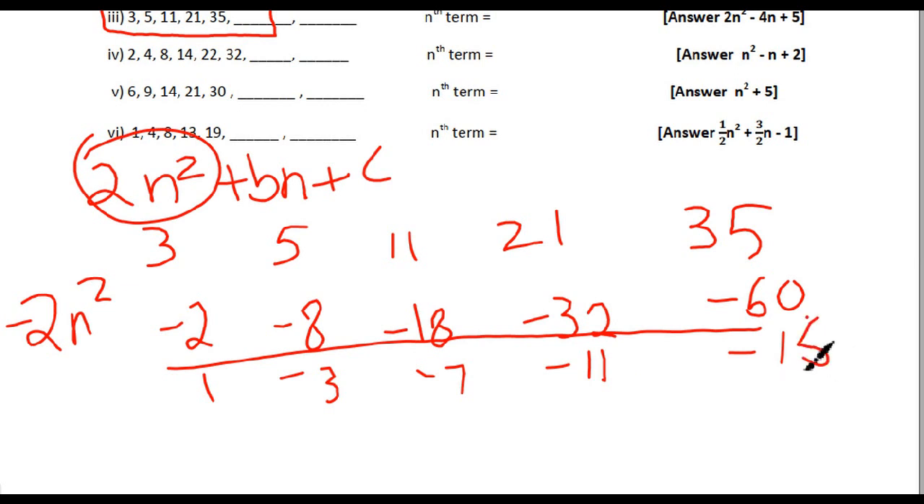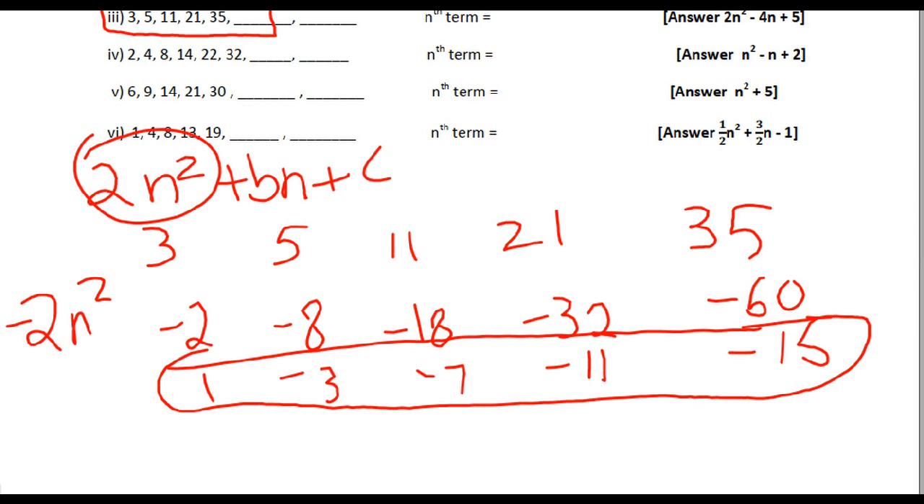Now notice what kind of sequence this is. We've done this kind of sequence before. What is happening here? How do we change 1 to -3? By subtracting 4. How do we change -3 to -7? By subtracting 4. How do we change -7 to -11? By subtracting 4, and here as well by subtracting 4. So this is actually a first level common difference.